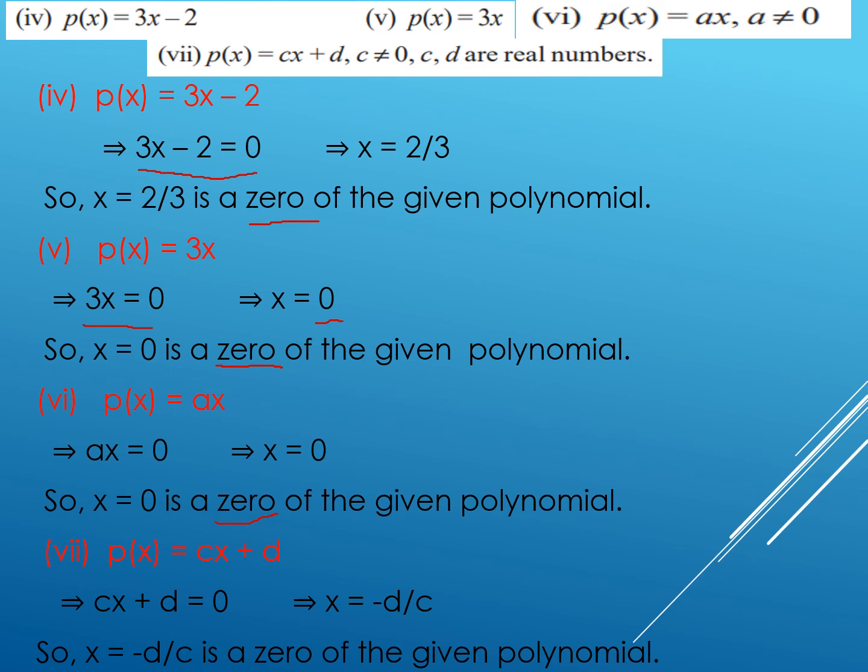Now seventh part, p(x) is equals to cx plus d. Now we have to put cx plus d is equals to 0. So after solving, we are getting x is equals to minus d upon c. That means x is equals to minus d upon c is a 0 of the given polynomial.